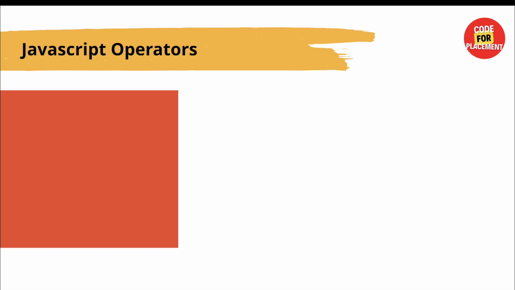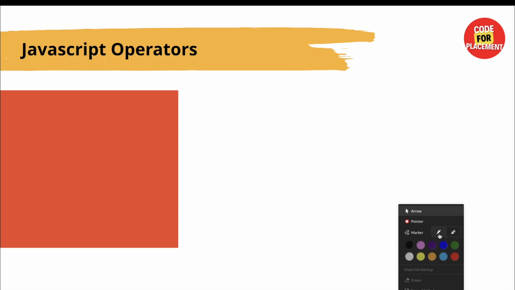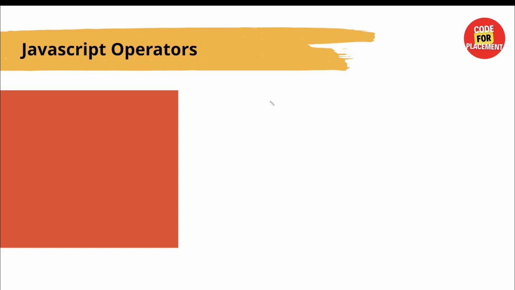Hello everyone. In this tutorial, we'll learn about different types of operators available in JavaScript and how to use them with the help of examples. First, before starting with the types of operators, we'll understand what an operator is. In JavaScript, an operator is a special symbol that is used to perform an operation between values and variables, or we can say operands.